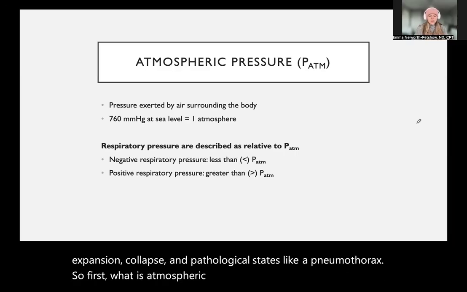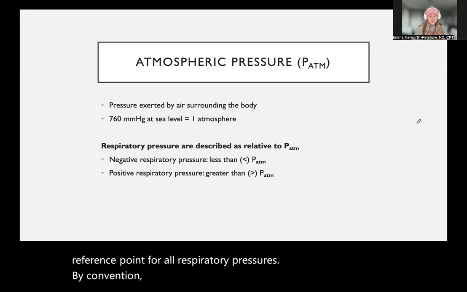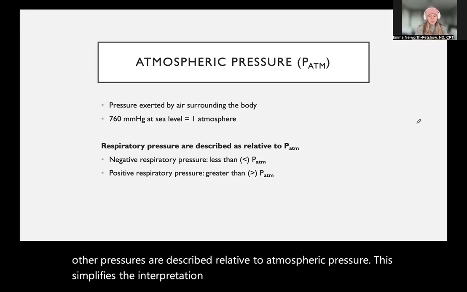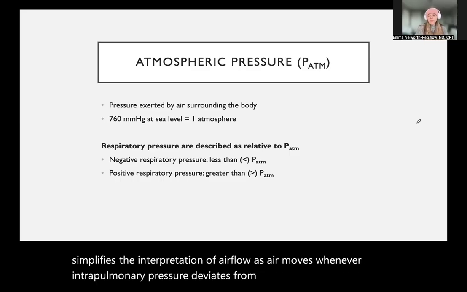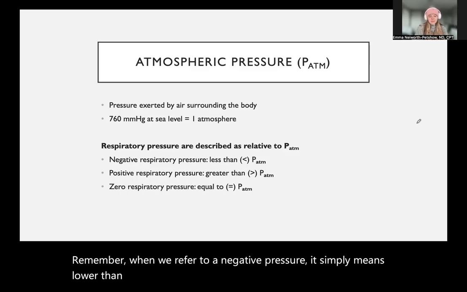Atmospheric pressure is the reference point for all respiratory pressures. By convention, we assign a PATM value of zero, and all other pressures are described relative to atmospheric pressure. This simplifies the interpretation of airflow, as air moves whenever intrapulmonary pressure deviates from atmospheric pressure. Remember, when we refer to a negative pressure, it simply means lower than atmospheric pressure, not absence of pressure per se.